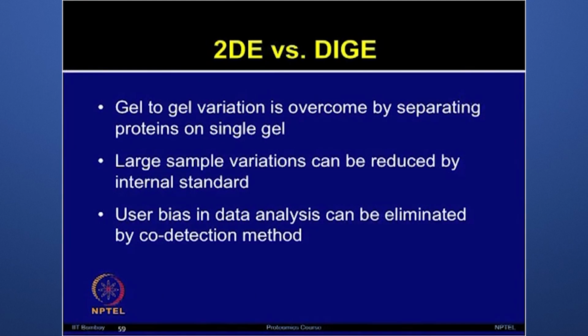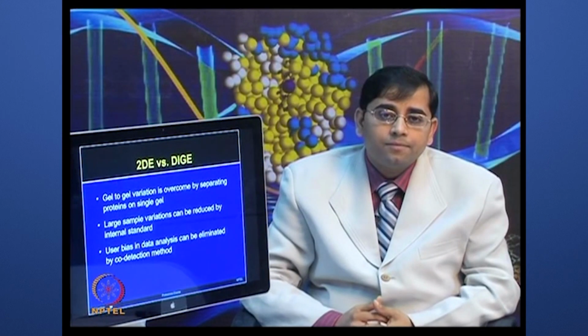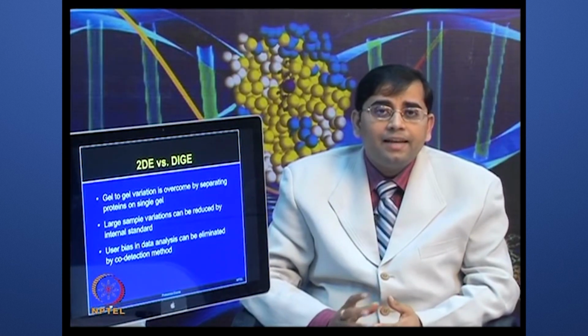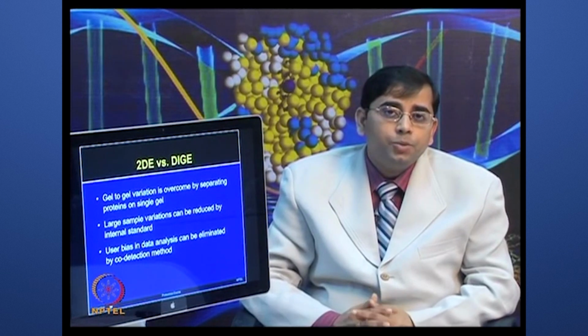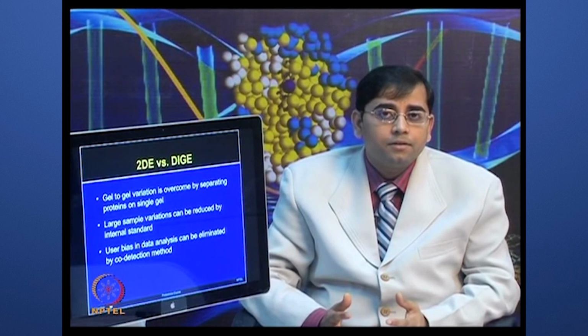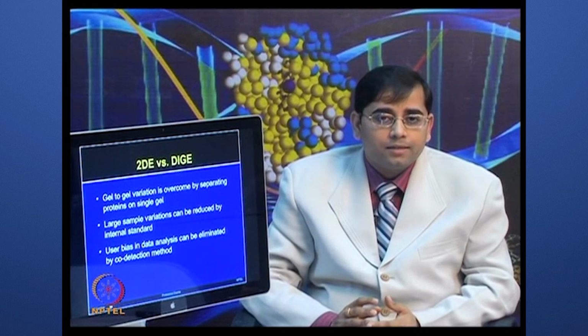So, let us summarize our concepts of 2DE and DIGE. In 2DE there are gel to gel variations, which can be overcome in the DIGE method by separating the proteins on one gel. In two-dimensional electrophoresis there are large sample variations, whereas in DIGE these variations can be reduced by making an internal pool or internal standard, which gives the reference point for all the proteins.